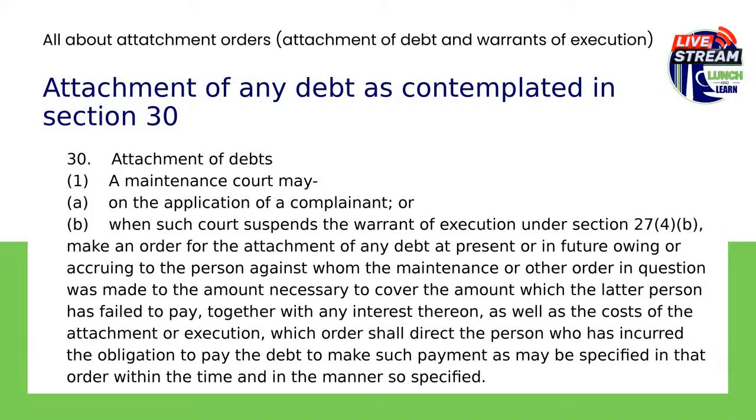Listen to the wording: any debt at present or in future owing or accruing to the person against whom the maintenance order in question was made, and for the amount that is necessary to cover the amount that he has failed to pay, in other words, the amount that he is in arrears for, together with interest, as well as the cost of such an execution.